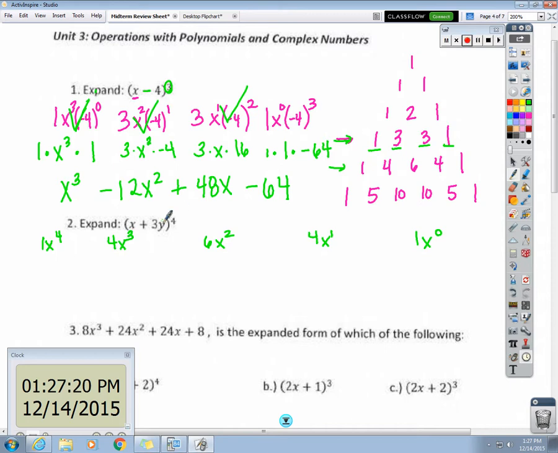Okay, then our second term is that 3y. So it gets placed on all of them. Okay, and it does the opposite. See how this one was to the 4th power? That means this one has to be the 0 power so that they'll add up to 4. So if this one's to the 3rd power, this one has to be the 1st, so they'll add up to 4. So this one would be squared, and then to the 3rd, and to the 4th.